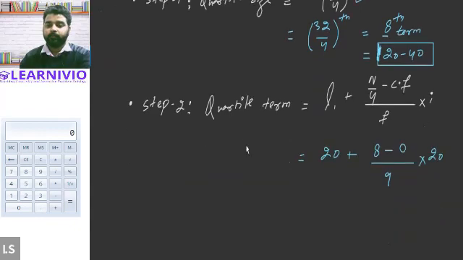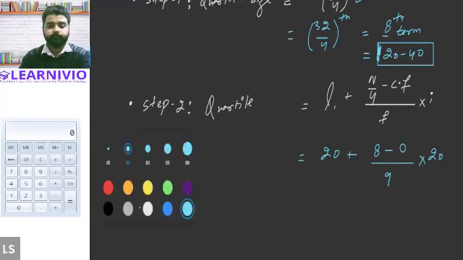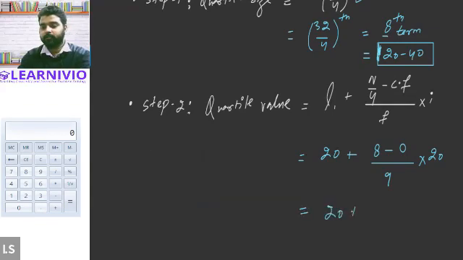Okay. Now calculate the quartile value. The quartile value will be how much? 20 plus 8 into (8 minus 0), 8. 8 into 20 will be 160 upon 9. So 160 divided by 9 will be how much? It will be 17.77. Then we will add 17.77 plus 20. So it will be 37.77. This is our quartile 1. Tell me, Alexander, is this clear?